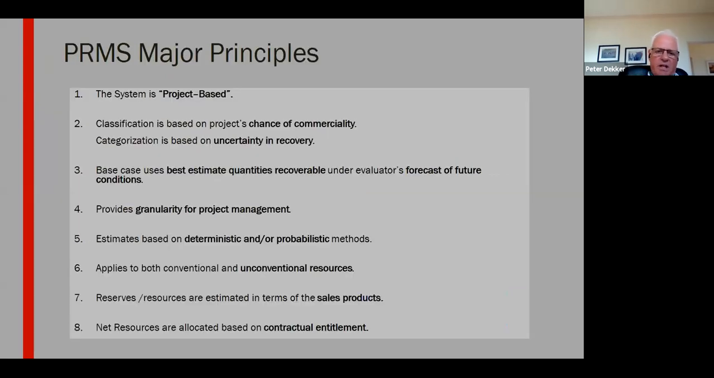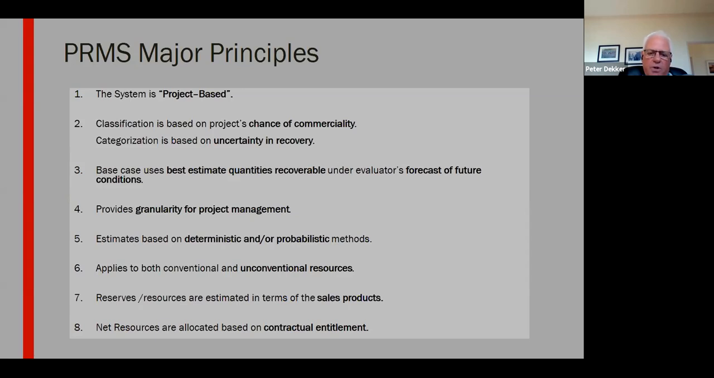The major principles of the PRMS: it's project-based, and I will explain later what a project exactly is. The classification is based on the chance of commerciality, as I stated earlier, and we distinguish between classes, so the classification, and the categorization, which is the uncertainty in recovery. How much would you be able to get out of the ground? The base case uses the best estimate quantities recoverable under the evaluator's forecast of future conditions. So we determine the future conditions, we state the future conditions, and then what can we get out of the ground under these future conditions?